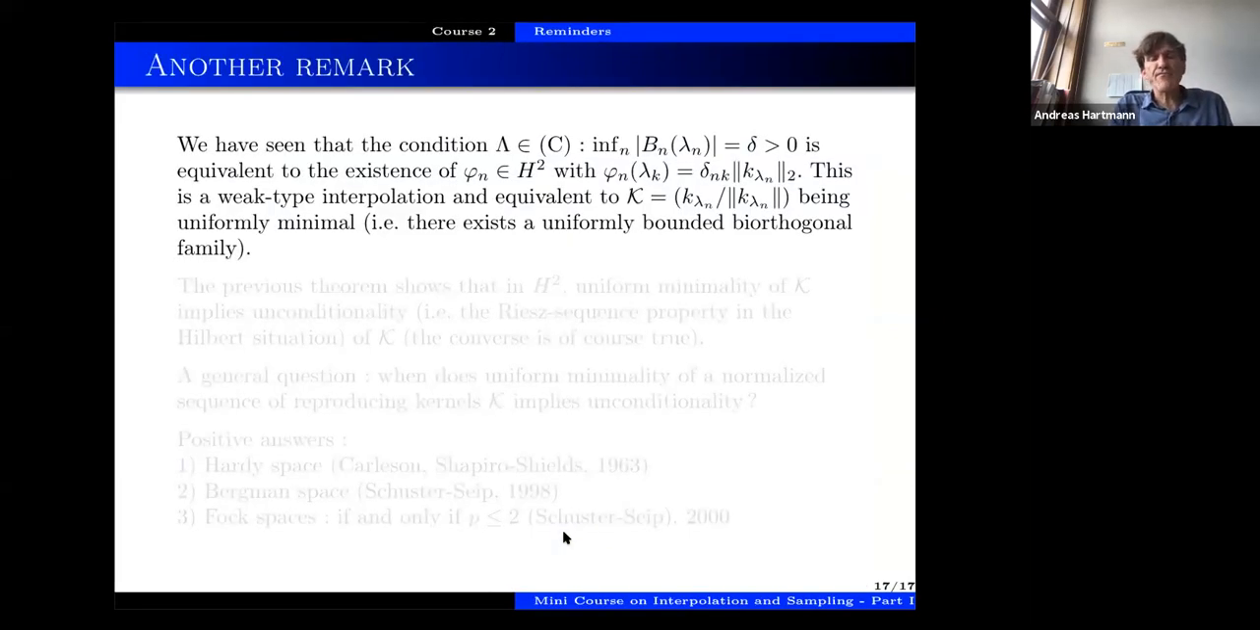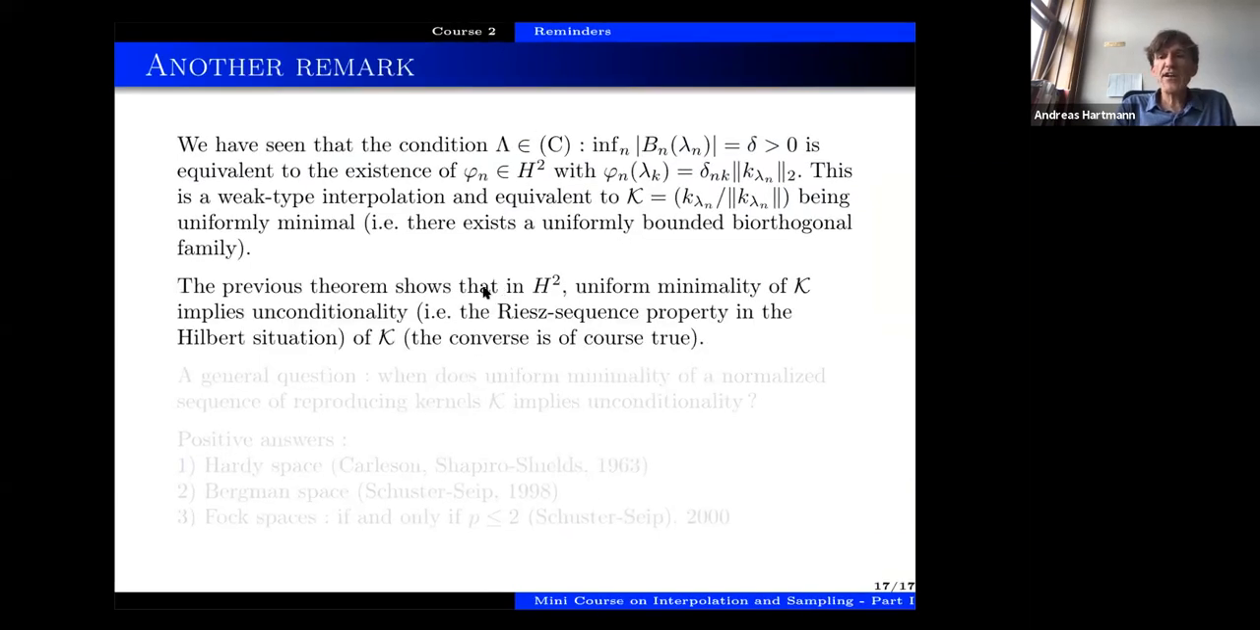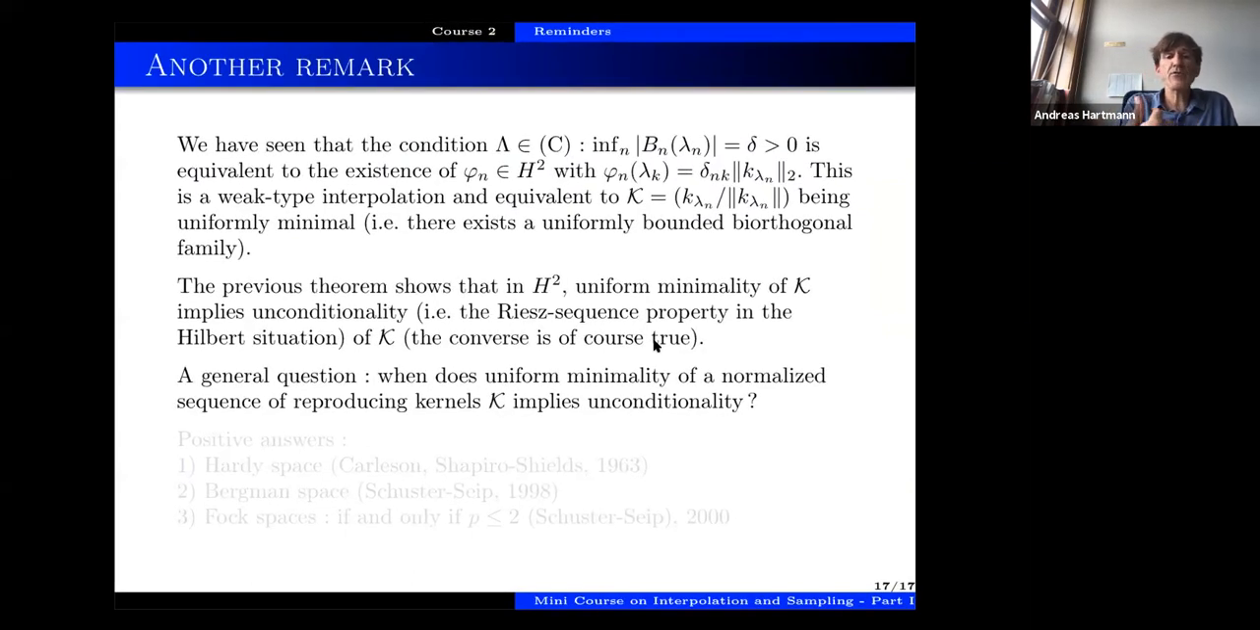Maybe I want to recall this because I was mentioning it before. In the beginning, I was saying this Carleson condition implies weak interpolation. Weak interpolation tells you that we have uniform minimality of the reproducing kernels. And now we have seen that in this space, it implies also interpolation, so the Riesz condition. And a natural question could be: does uniform minimality of a normalized sequence of reproducing kernels in a reproducing kernel Hilbert space always imply unconditionality? Or, well, you can even ask this question in a more general setting.